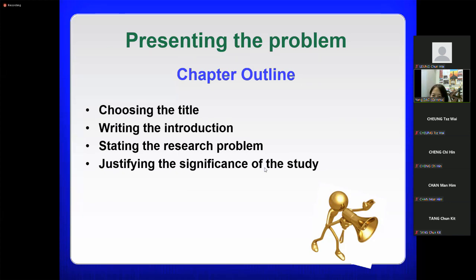In the introduction, after the literature review, you need to present your research problem. So how to present the problem? In our textbook there is another chapter. Usually we need to choose the title, write the part, and state the research problem, and also to justify or to state the significance of your study.